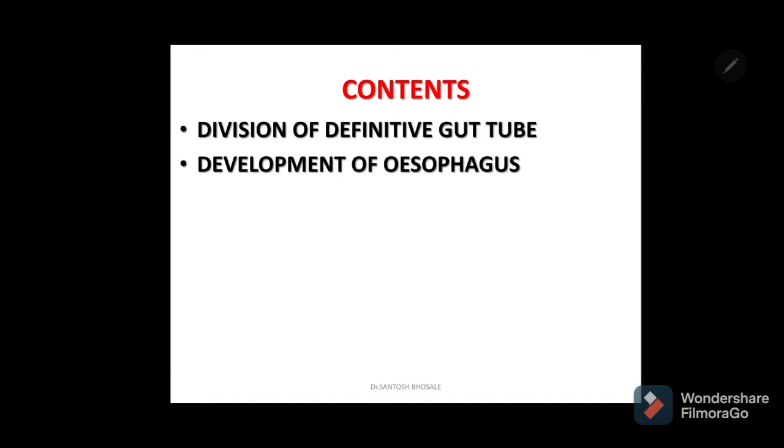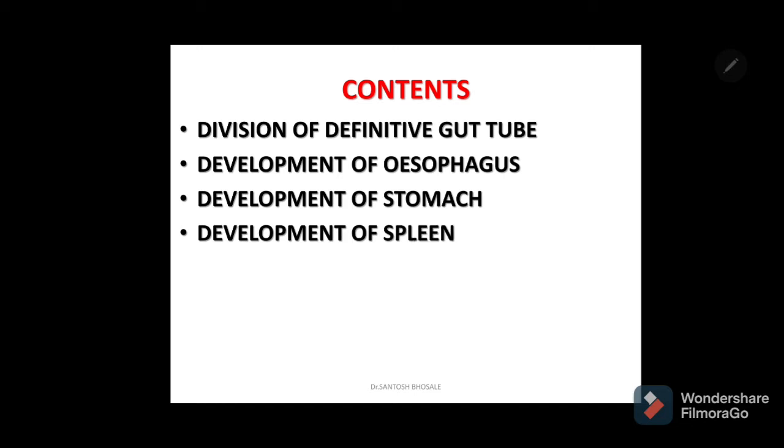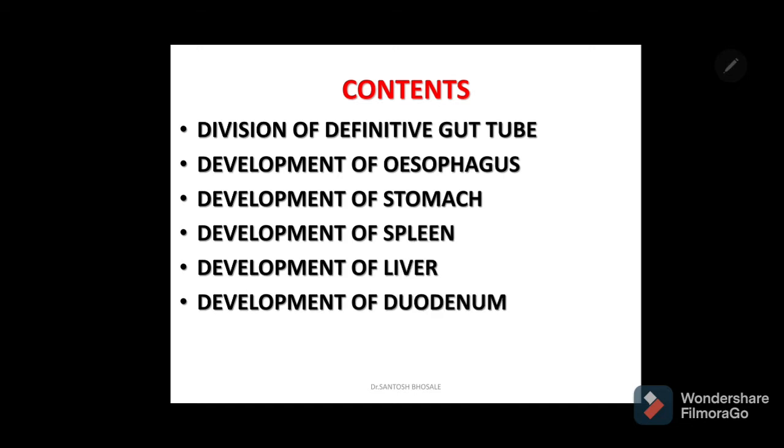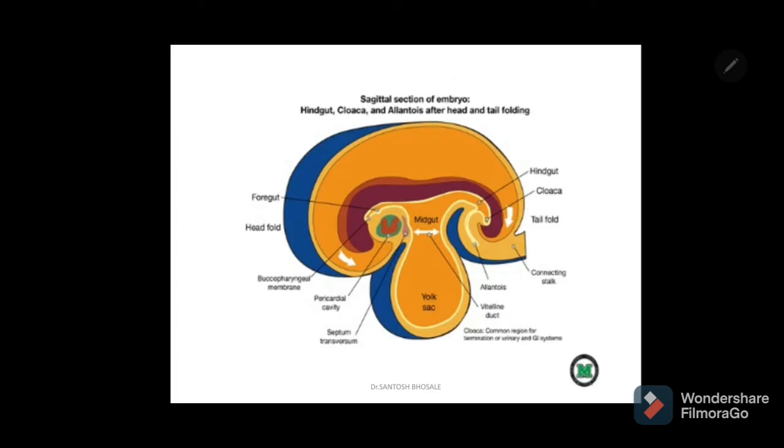First, the embryo is a trilaminar flat disc. It is converted into a cylindrical embryo. We have seen that. Just briefly look at that video to understand this video better. And we will discuss the foregut derivatives like development of the esophagus, stomach, spleen, liver, duodenum, and pancreas.